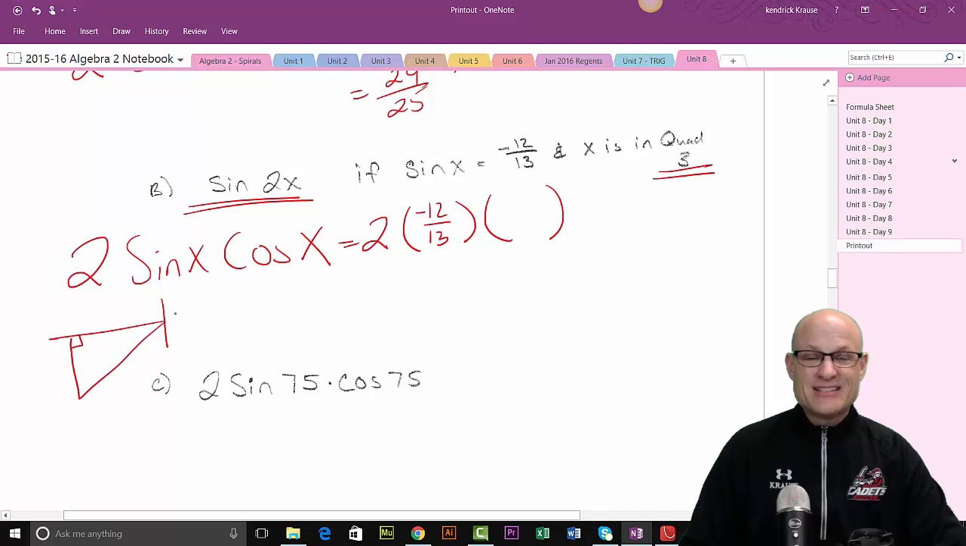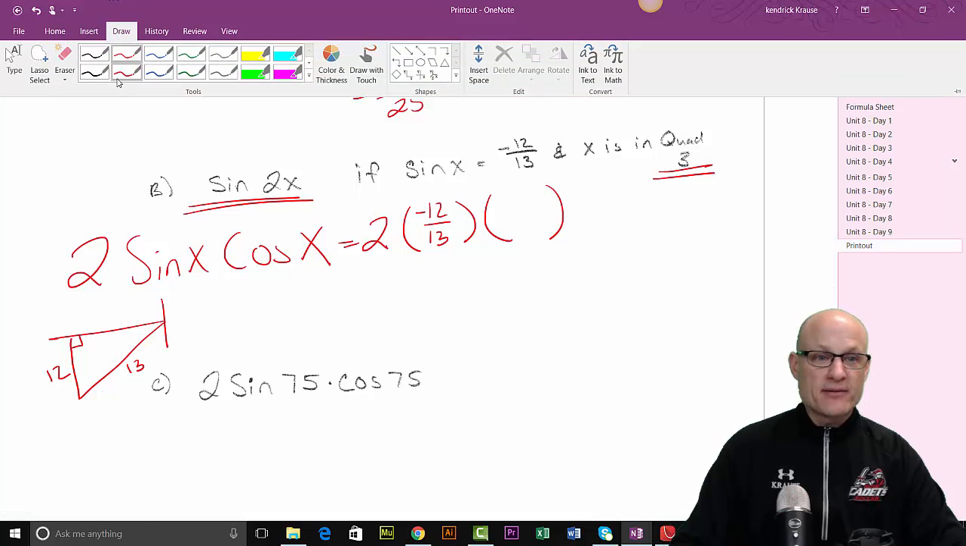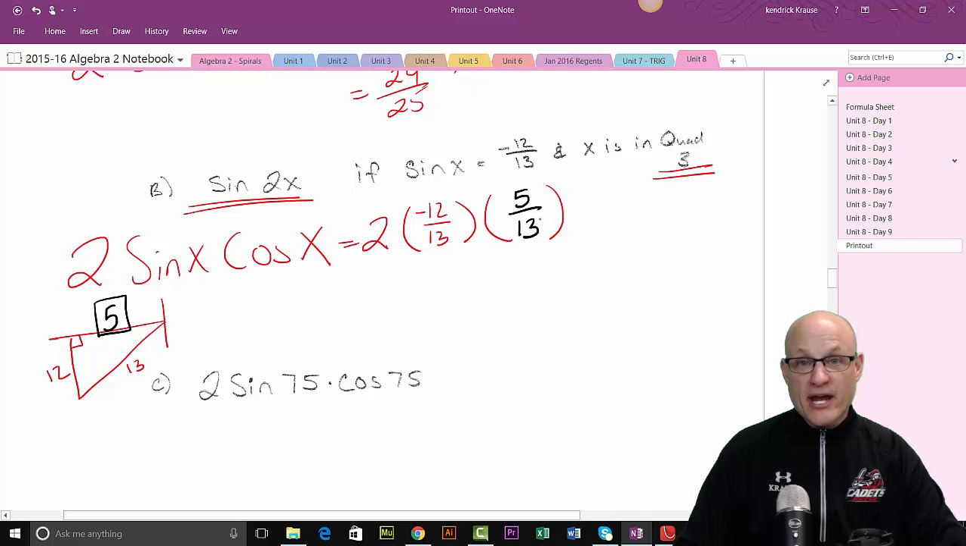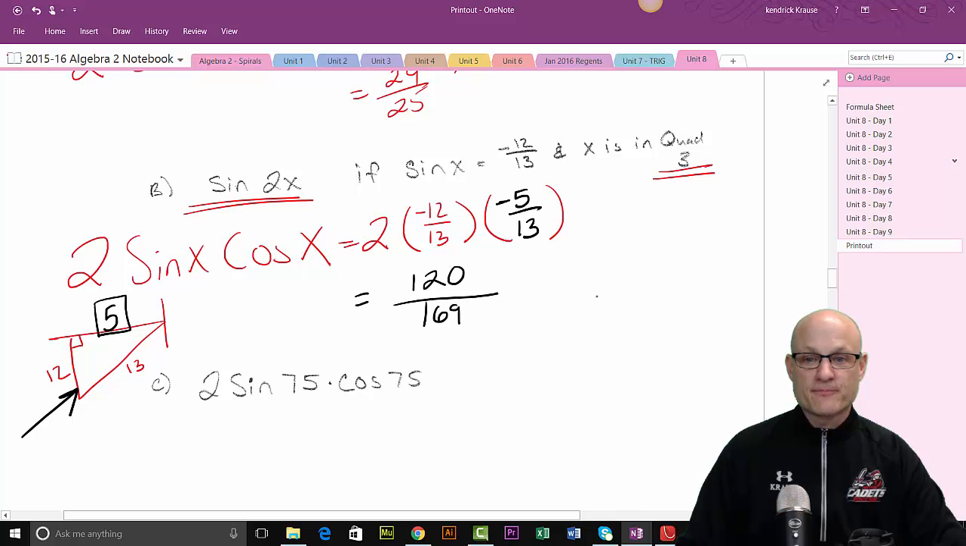And I say, okay, sine is opposite 12 over hypotenuse, which is 13. I can do a little bit of math, and I can find out that this is 5 by doing the Pythagorean theorem. So cosine would be 5/13. But be careful of the sign. Is it positive or is it negative? Cosine is negative in this quadrant. Negative. So I got to multiply this stuff out. And if you multiply all this stuff out, you get 120/169.